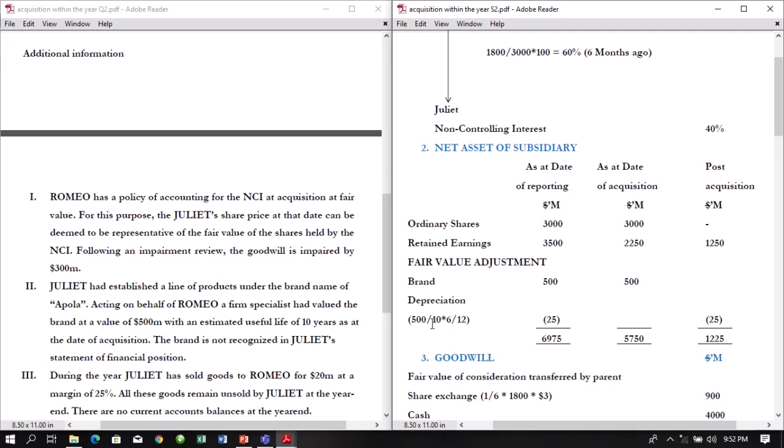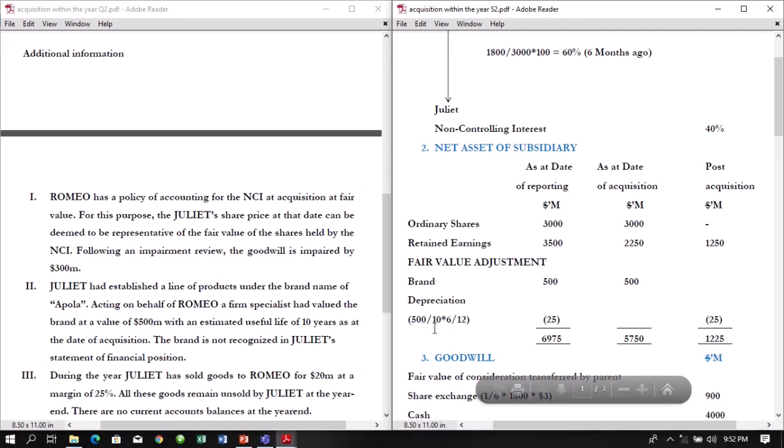But don't forget, we acquired this company 6 months ago. So any depreciation we want to calculate must be for a period of 6 months. So that is why 500 divided by 10 will give me for 1 year, multiplied by 6/12. And if you are finding it hard to understand here, in my previous video, I did proper analysis of how to do fair value adjustment. You can look into that again.